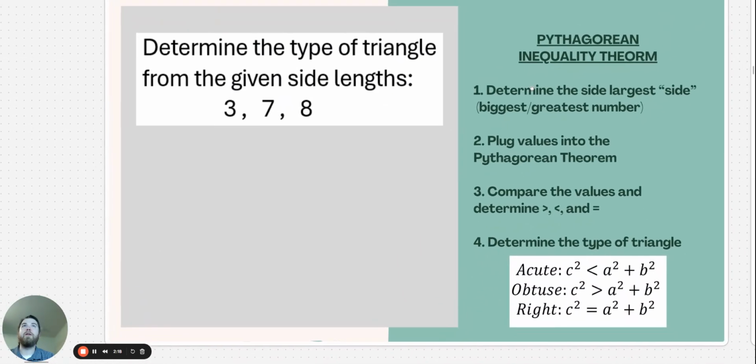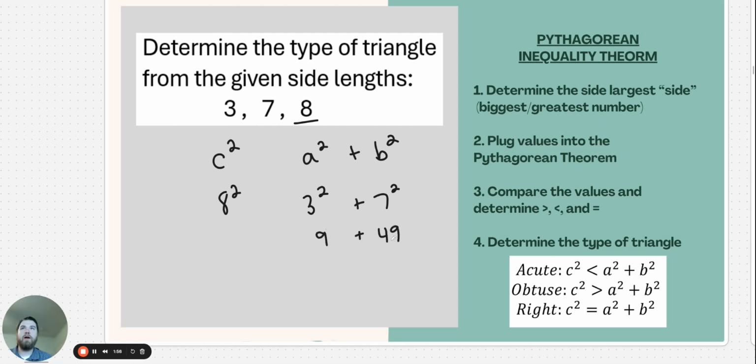All right, so let's keep doing this. On this one, we've got 3, 7, and 8. Again, determine the largest side. That's going to be my largest side. I'll switch it around so that it matches this box here: a squared plus b squared, and then c squared. So we've got 8 squared, and then we've got 3 squared and 7 squared. 3 squared is 9, 7 squared is 49, and 8 squared is 64. When we add those together, we get 58 and 64.